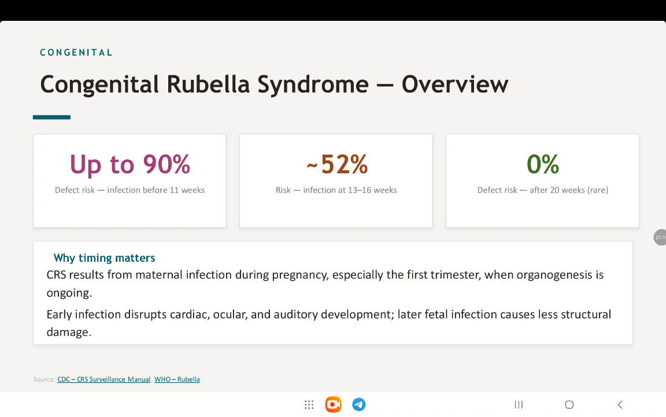During early pregnancy, the baby's organs are forming. If the virus infects the fetus during this period, it can lead to damage of the eye, ear, heart, brain, and other organs. This is one of the most serious complications of rubella virus infection in a neonate.